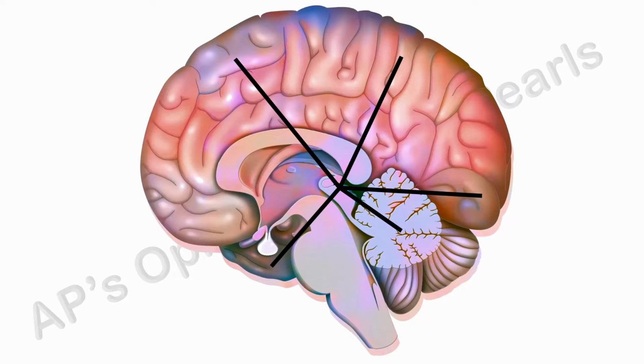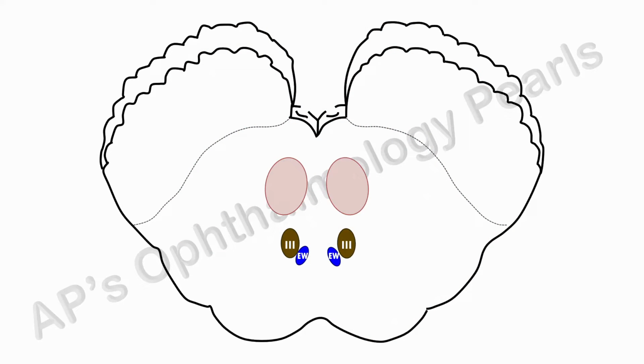The afferent fibers enter the pretectum more ventrally than that of the fibers for the pupillary light reflex pathway. This is responsible for the light near dissociation that takes place in dorsal midbrain lesions. This is the midbrain at the level of the superior colliculus. This is the main oculomotor nucleus, and this is the Edinger-Westphal nucleus. This is the red nucleus.